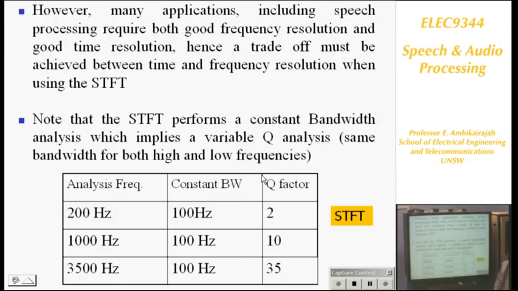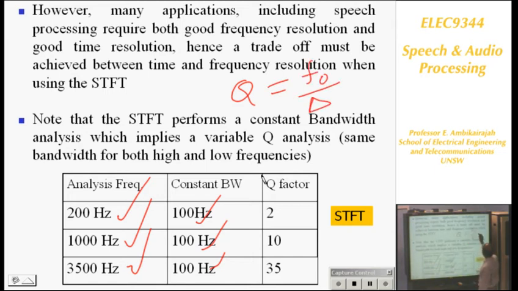So if you take short time Fourier transform, you can actually work out its performance. Say 200 hertz is the analysis frequency. I take three frequencies, 200 hertz, 1000 hertz and 3500 hertz. The bandwidth is fixed because the window is fixed. So let's say the bandwidth we chose is 100 hertz, 100 hertz, 100 hertz. Then the Q factor, which is quality factor Q, is equal to center frequency F naught divided by bandwidth. Best thing is to write bandwidth rather than delta F.